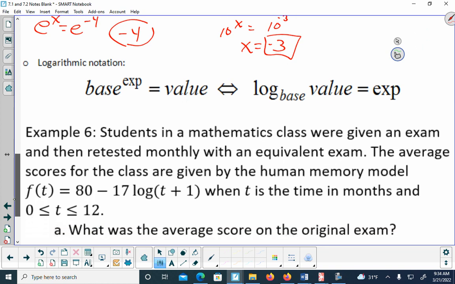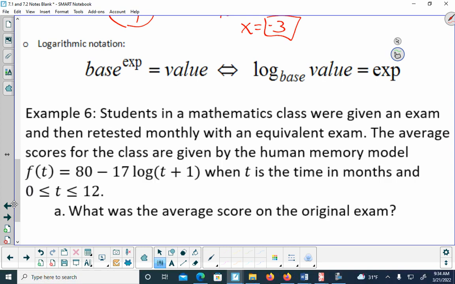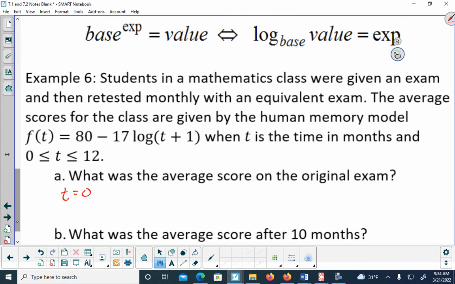Students in a mathematics class are given an exam and then retested monthly with an equivalent exam. The average scores for the class are given by the human memory model f of t is equal to 80 minus 17 times log of t plus 1. t is the time in months, and t has to be between 0 and 12. What was the average score on the original exam? Well, for their original exam, t would equal 0, because there are no months in between. So f of 0 is equal to 80 minus 17 times the log of 0 plus 1.